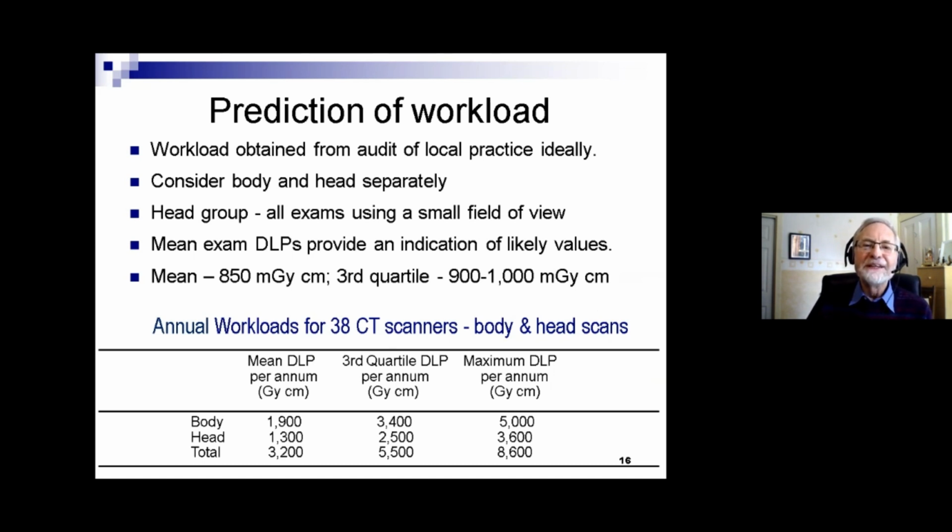So we need to be able to calculate workloads. So we looked at annual workloads for 38 scanners, and these were the values that we got. So these were the mean values, the third quartile, and the maximum for body scans, head scans, and total. So we need to treat these two things separately.